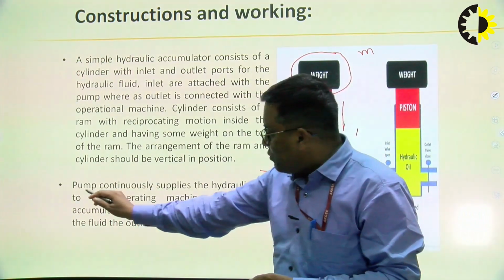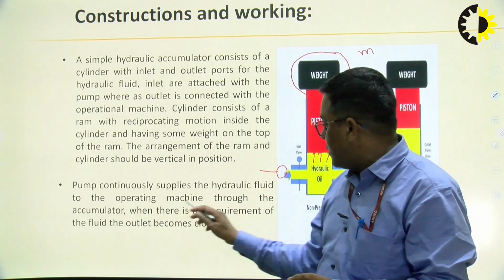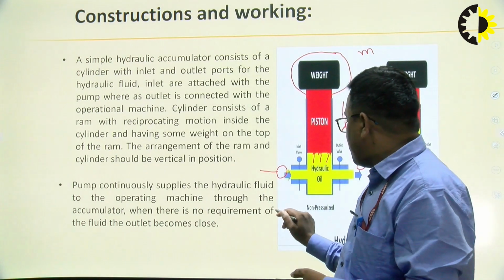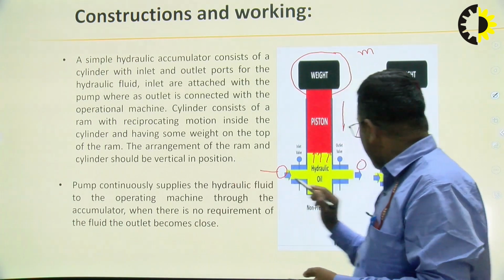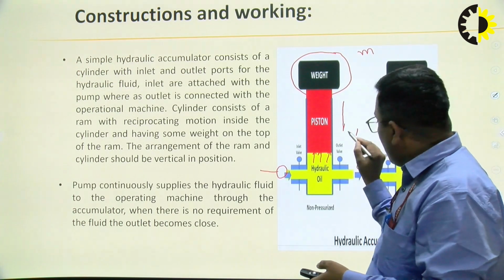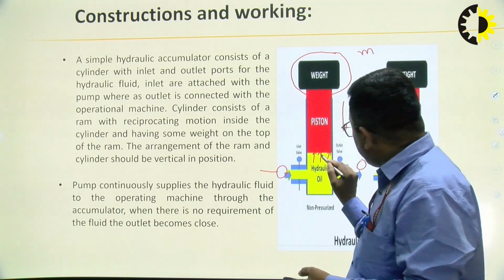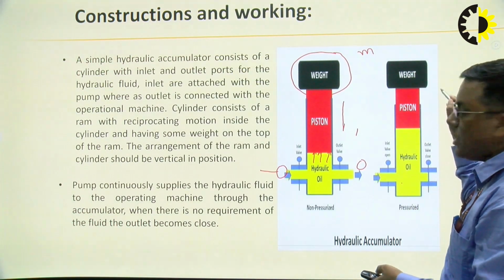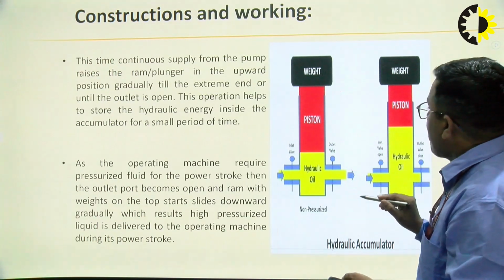Now, what is the pump doing? Already discussed. The pump is continuously supplying the hydraulic fluid to the operating machine through the accumulator. When there is no requirement of the fluid, the outlet becomes closed. So whenever the machine is idle, in that condition the outlet valve is closed, or the energy requirement of the application is less, in that condition the piston is moving upward. So we can see the piston is in the upward position, so it has more potential energy as compared to the previous position.